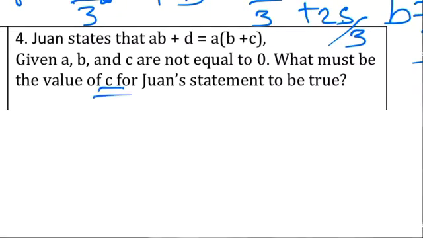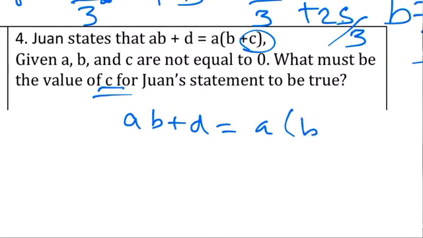It must be c. What's the value of c for the statement to be true? a times (b plus d) equals a times (b plus c).